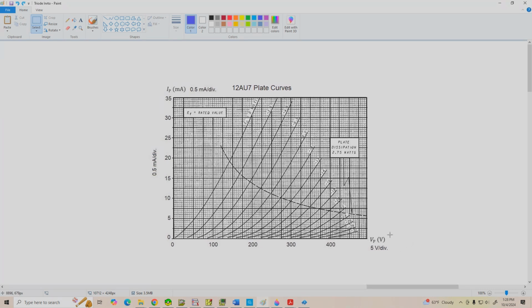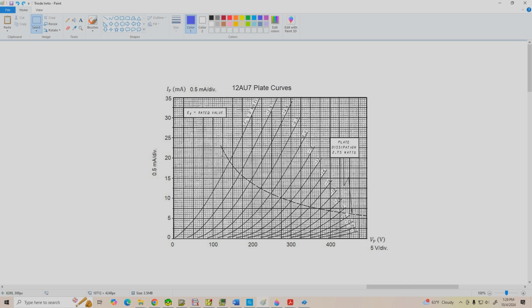The curves we're looking at here were taken from the General Electric datasheet for the 12AU7, and one of the first things you notice is that they really divide this thing up into very fine gradations. On the horizontal axis, each of these minor divisions is worth 5 volts, and on the vertical axis, each minor division is worth 0.5 milliamps. So even though we're doing graphical analysis and design on these curves, we can get pretty precise results. All right, now we see the plate current versus plate voltage for a number of different grid voltages, starting with a grid voltage of 0 volts all the way through a grid voltage of minus 30 volts.